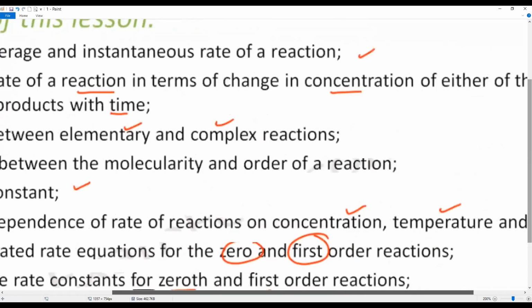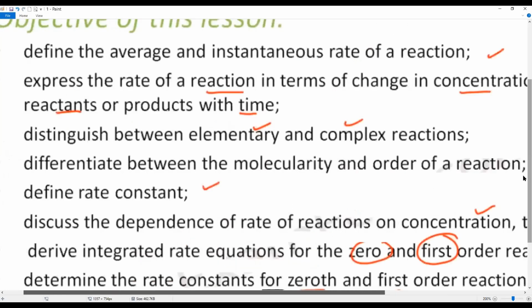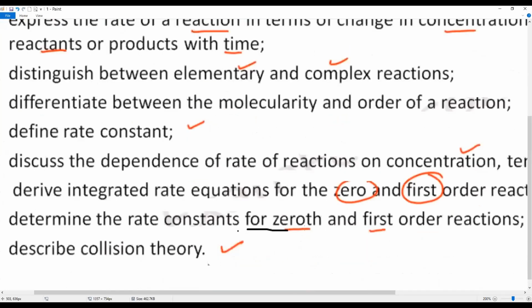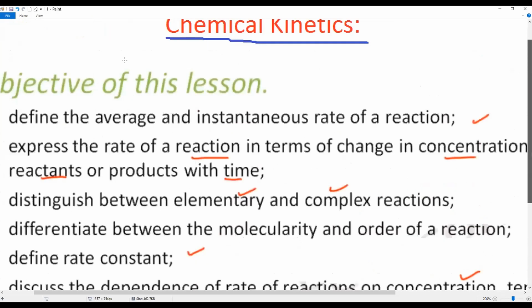temperature, and catalyst. And the last part of this portion is to determine the rate constant for the zeroth and first order reactions and describe the collision theory. So this is just an overview of this chapter, of what we are going to study. So you can see the next slide.